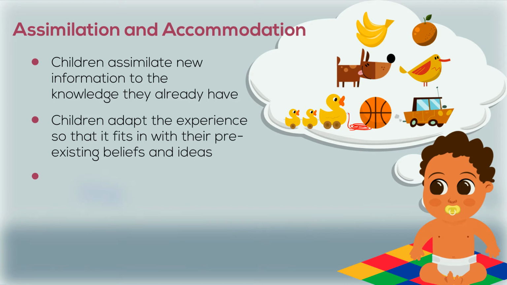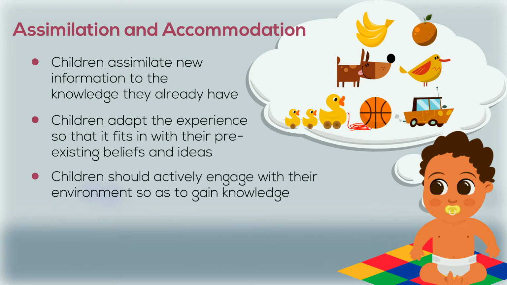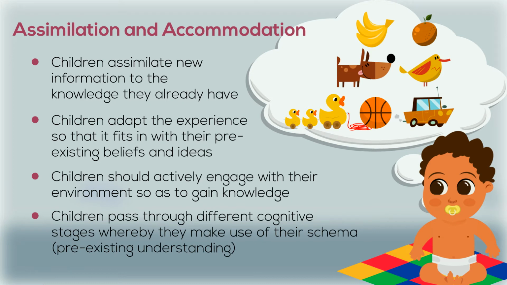According to Piaget, children should actively engage with their environment so as to gain knowledge of the world, and in order to do this, they pass through different cognitive stages whereby they make use of their schema, pre-existing understanding. These schemas are useful because they allow children to make sense of the world around them.